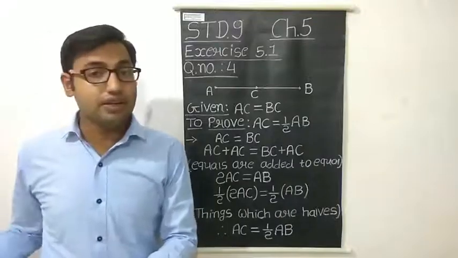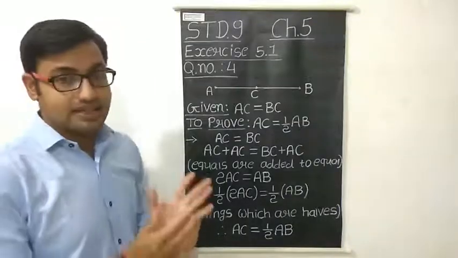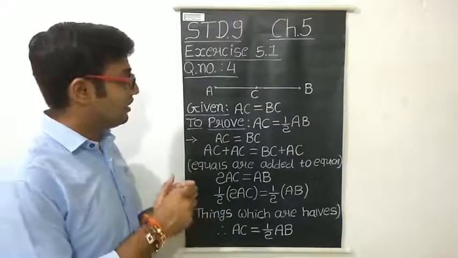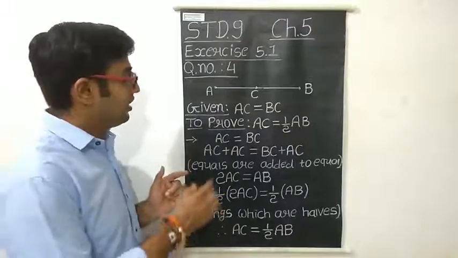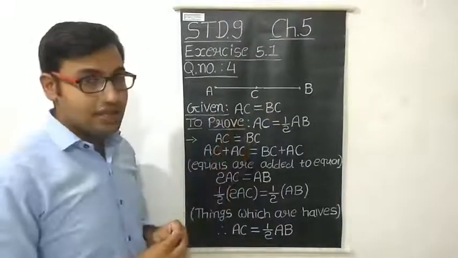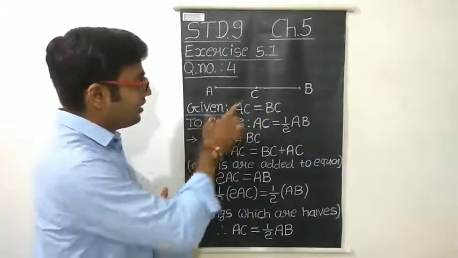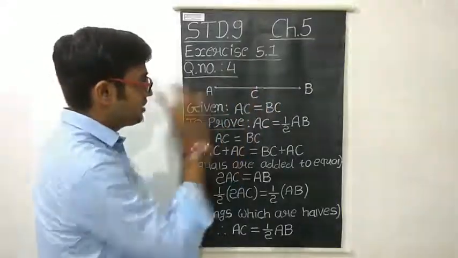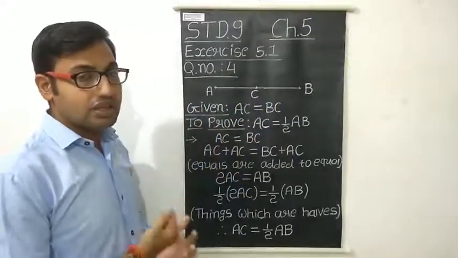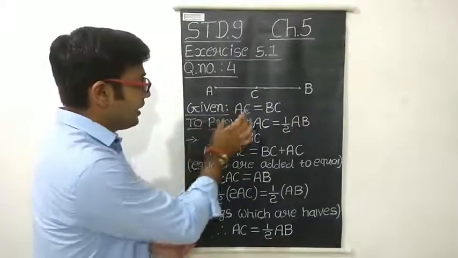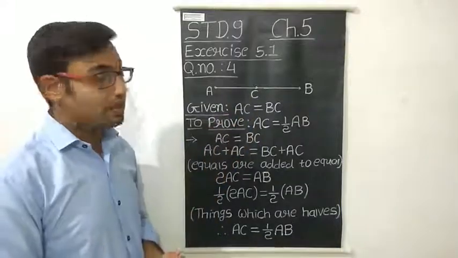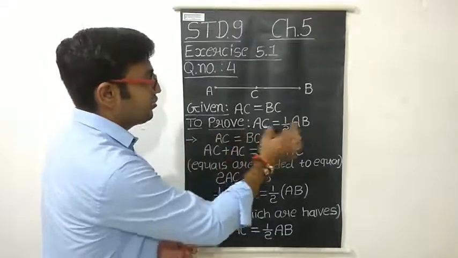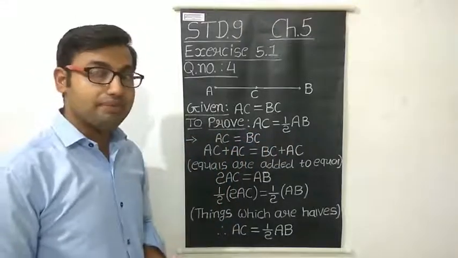Okay, here we are given a line segment AB. Also given is a point C in between A and B. That means if we join the line segment AB, then the point C is lying on this line segment, right? So let us suppose C is here. One thing we have given in the question is that AC is equal to BC. And what we have to prove? We have to prove that AC is equal to 1 half of AB.